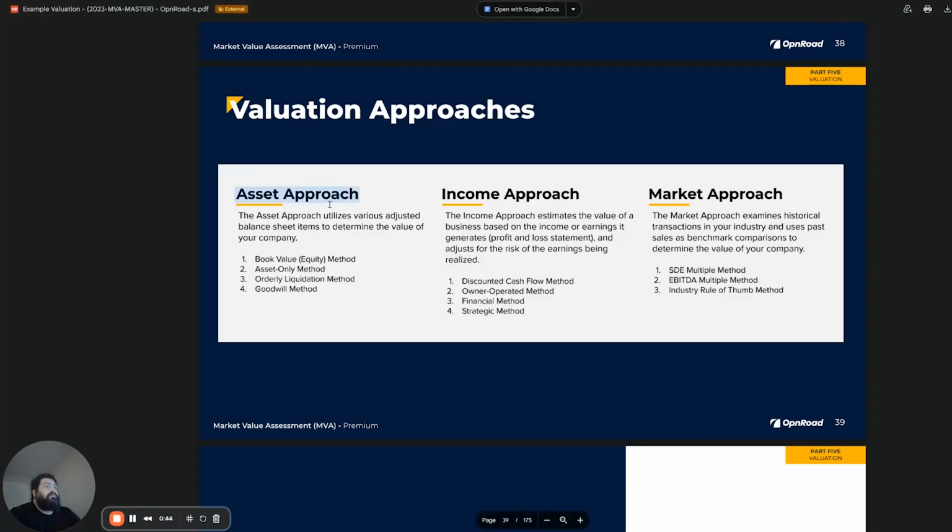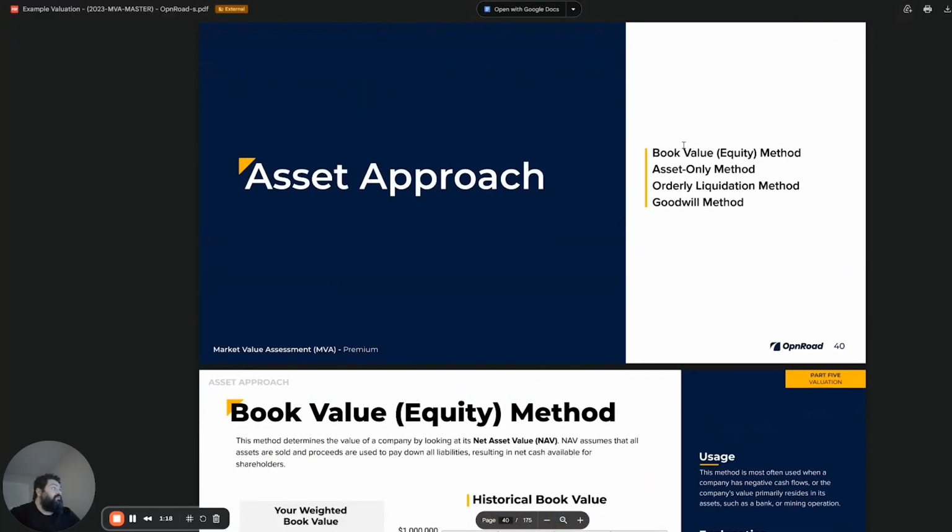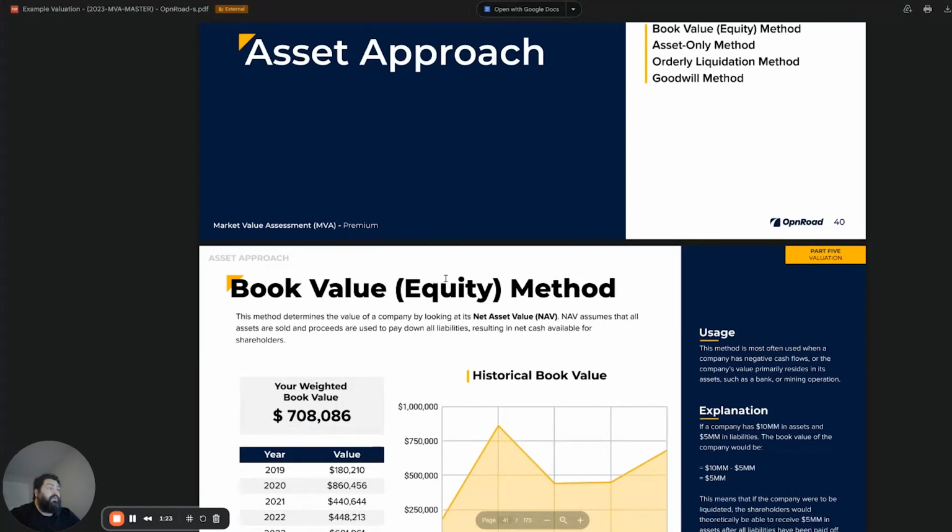So you've got your asset approaches, which are based off the balance sheet, and then the income approaches. These are all forward-looking, based off the future value, the future profits of the business. And then the market approaches are all based off market multiples, and this would be looking at the past. So one looks at the future, one looks at the past. They both kind of look at multiples, though. You've got your book value method, asset only method, orderly liquidation method, and then goodwill method.